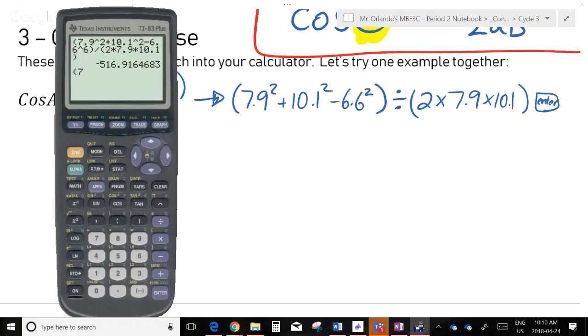Probably you'll do much better than I am. 7.9 squared plus 10.1 squared minus 6.6 squared, divided by 2 times 7.9 times 10.1. I like that answer a lot better. Did anyone else get that? Okay, I want you to take a minute and make sure you do in fact get that, because if you don't get that, then we're not punching this in right. Does that make sense? So take a minute.